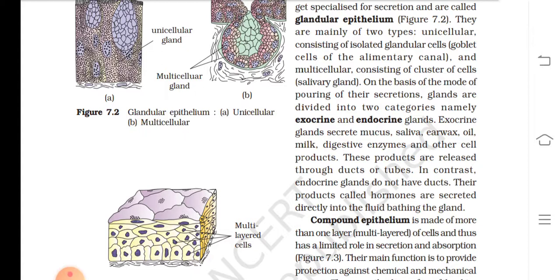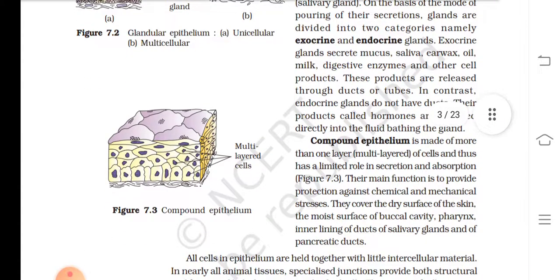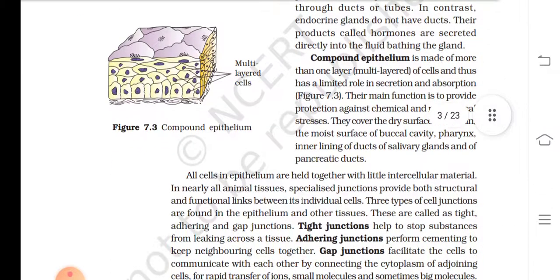through ducts or tubes. In contrast, endocrine glands do not have ducts. Their products called hormones are secreted directly into fluid bathing the gland. Compound epithelium is made up of more than one layer of cells, that is multi-layered, and thus has a limited role in secretion and absorption, as given in figure 7.3.